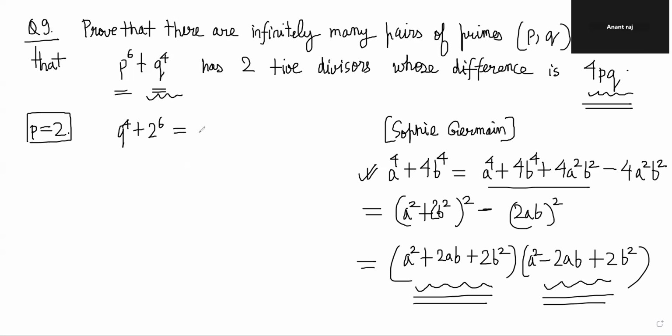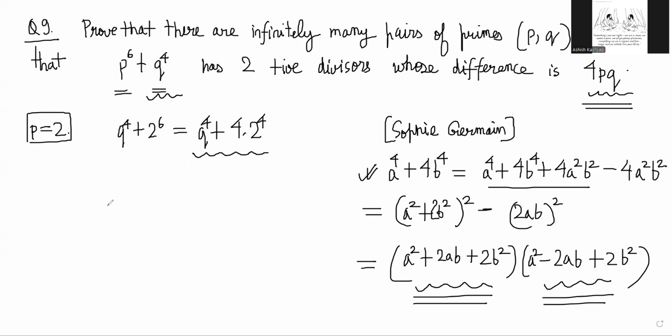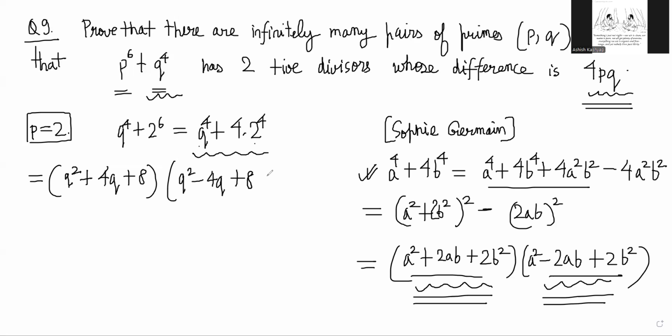और 2 पावर 6 को ऐसे लिख सकते हैं, q पावर 4 प्लस 4 टाइम्स 2 पावर 4। तो अब देखो फॉर्म पूरा आ गया सोफी जर्मेन वाला। इसमें Q is my A and 2 is my B, राइट? तो इसको ऐसे लिख लेंगे अब फैक्टराइज करके। इसमें आएगा Q² प्लस 4Q प्लस 8, और इधर आएगा Q² माइनस 4Q प्लस 8, राइट? The difference of these two is 8Q, right?